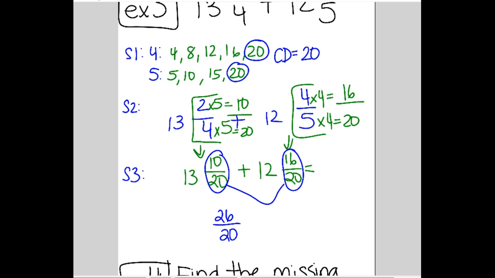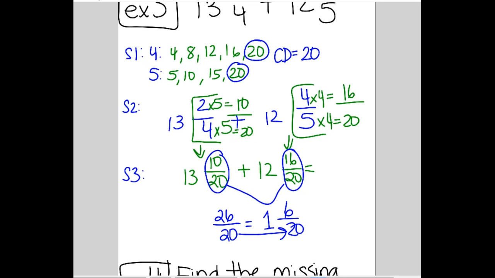I can already make this into a mixed number. How many 20s can I get out of 26? 1. And then what will be left over? Well, 26 minus 20 equals 6. And then what will be my denominator? Because it does not change. My denominator stays the same, and that will be 20. So that's how we get a mixed number.